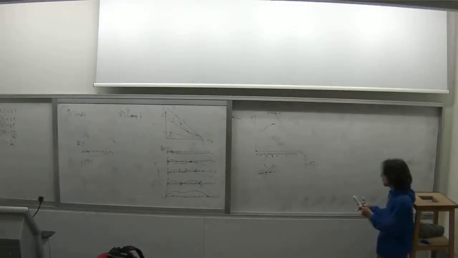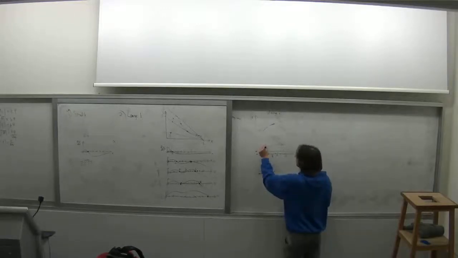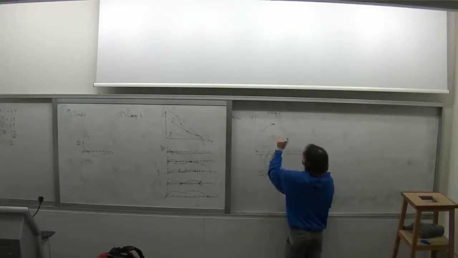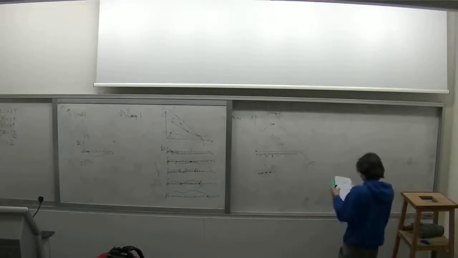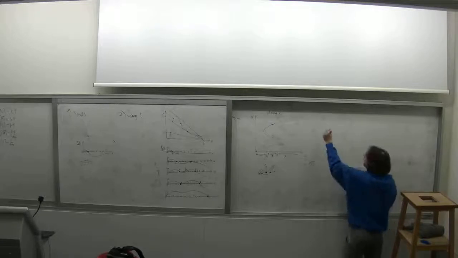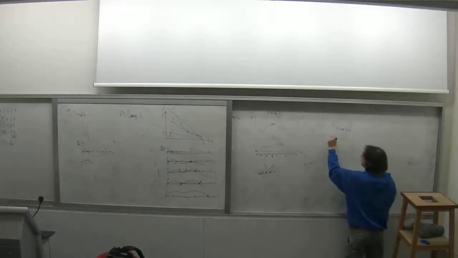What else do I want to say? Oh, I can label the branches. Well, I talked about it already. A, B, and C. Okay, A is called in this model the refuge level, and C is called the outbreak level.